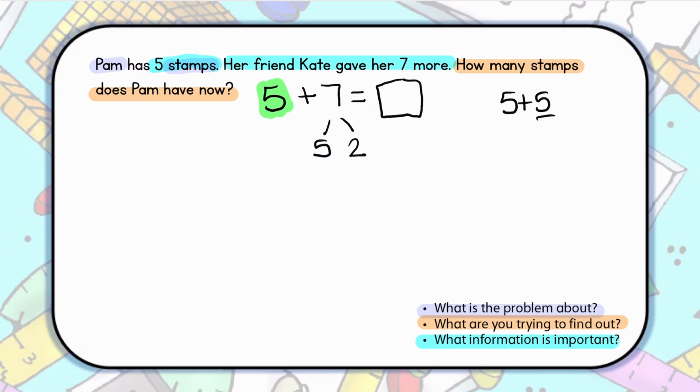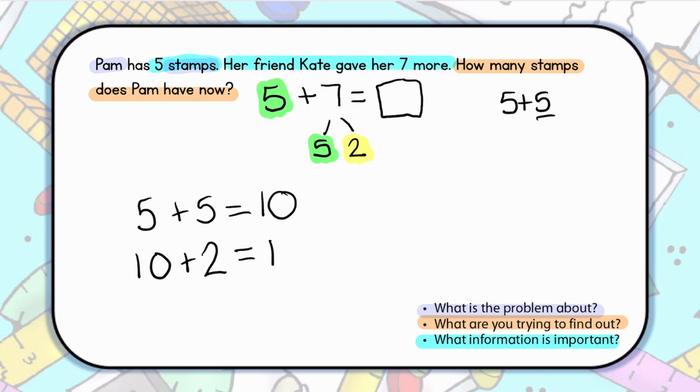Where does that 2 come from? Well, if I have 5 and I add 2 more, it gives me the 7. So 7 is the same as 5 and 2. So now I can use this 5 and 5 to make a 10. So 5 plus 5 is 10. Now, I have to remember I still have this 2. So starting at the 10, I add 2 more to get 12. So this tells me that 5 plus 7 is 12.